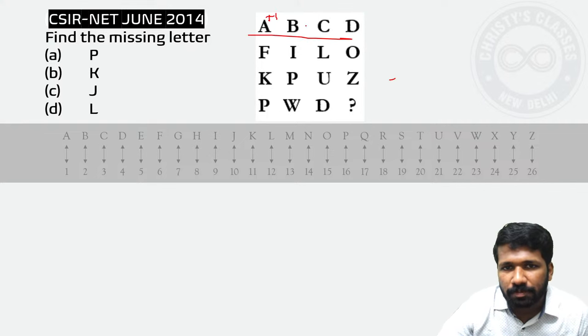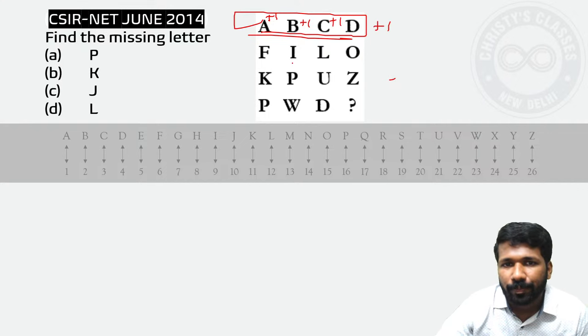A plus 1 is B. B plus 1 is C. C plus 1 is D. So, plus 1 is the idea in the first row.